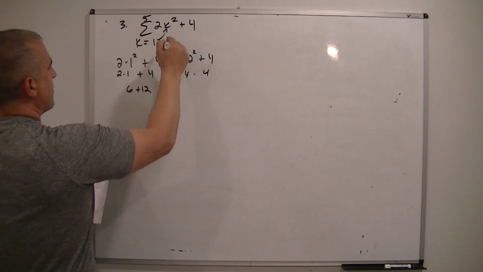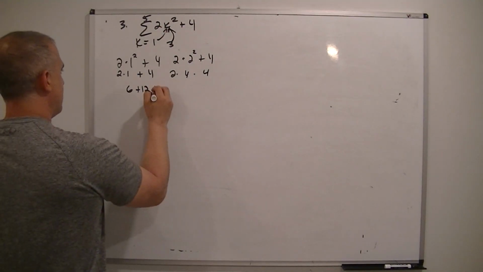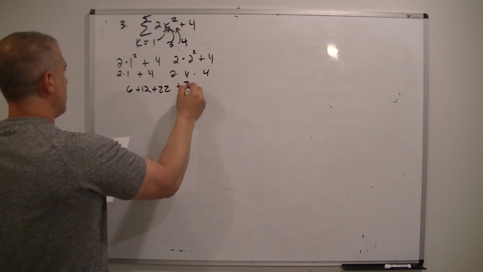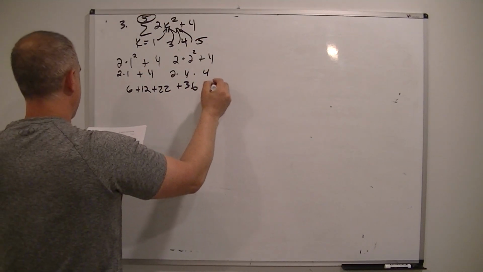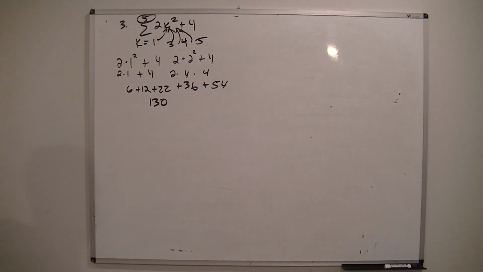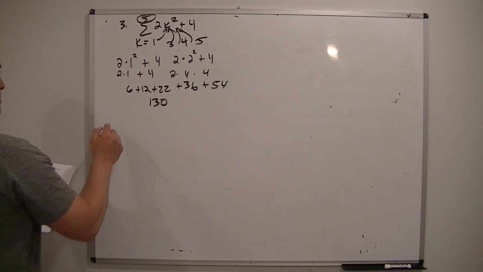You continue the process on. The next number, if I were to put in 3, ends up being 22. And then if I put 4 in there and calculate it, it ends up being 36. And then I put 5, because that's my stopping point, that'd be 54. If I add all those up, I get 130. I don't think I need to show every calculation, but that's basically how you would do that.